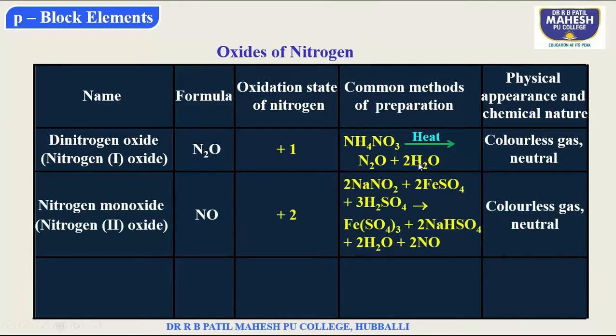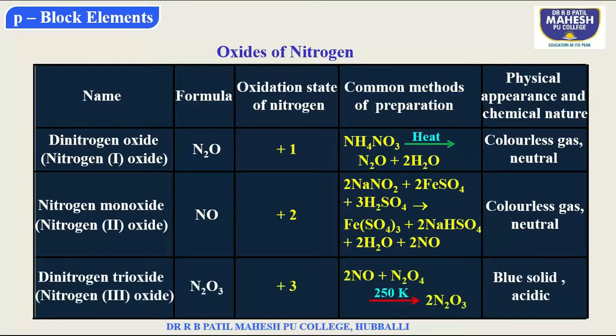The second oxide is nitrogen monoxide, also called nitrogen 2 oxide or nitric oxide, in which nitrogen has a +2 oxidation state. It is obtained by the reaction between sodium nitrite and ferrous sulfate in the presence of concentrated sulfuric acid as the medium. In this reaction, ferrous sulfate is oxidized to ferric sulfate and sodium nitrite is converted to sodium hydrogen sulfate and water, along with the formation of nitrogen monoxide. It is also a colorless gas and neutral in nature.